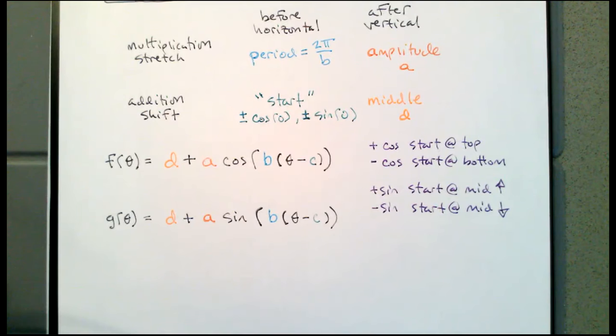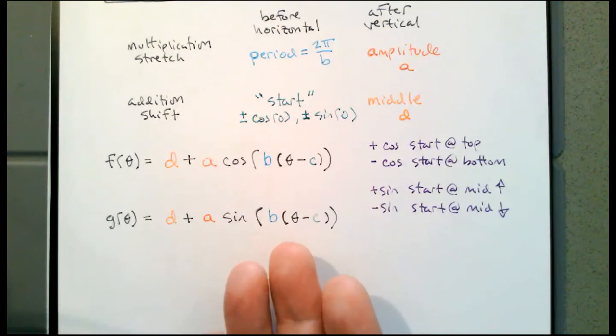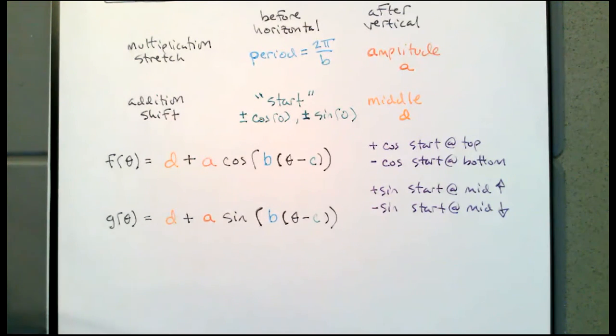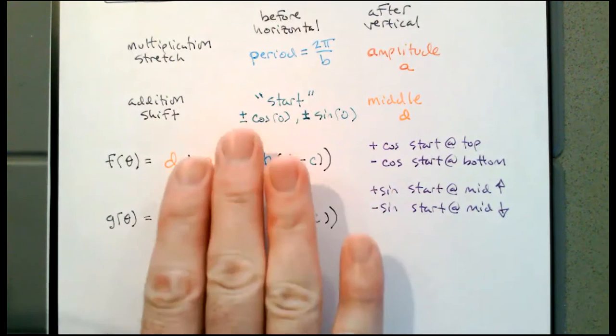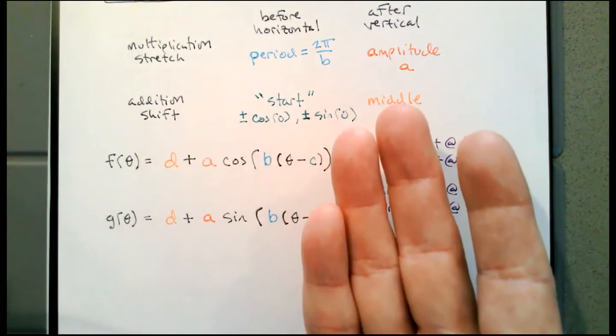What does it mean when B is negative? If B is negative, then we're going to flip things, because multiplying by a negative flips things. So if A is negative, things are getting flipped vertically. If B is negative, things are getting flipped horizontally.